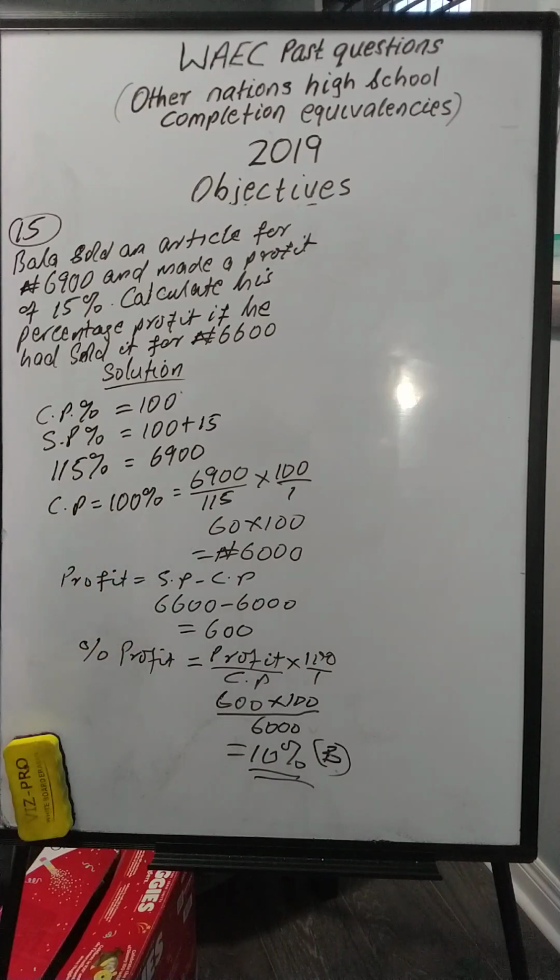Remember, we found the cost price. We were not given the cost price. From the cost price, we were able to find what is supposed to be his profit had he sold it at 6,600 naira, and then ended with the percentage profit.